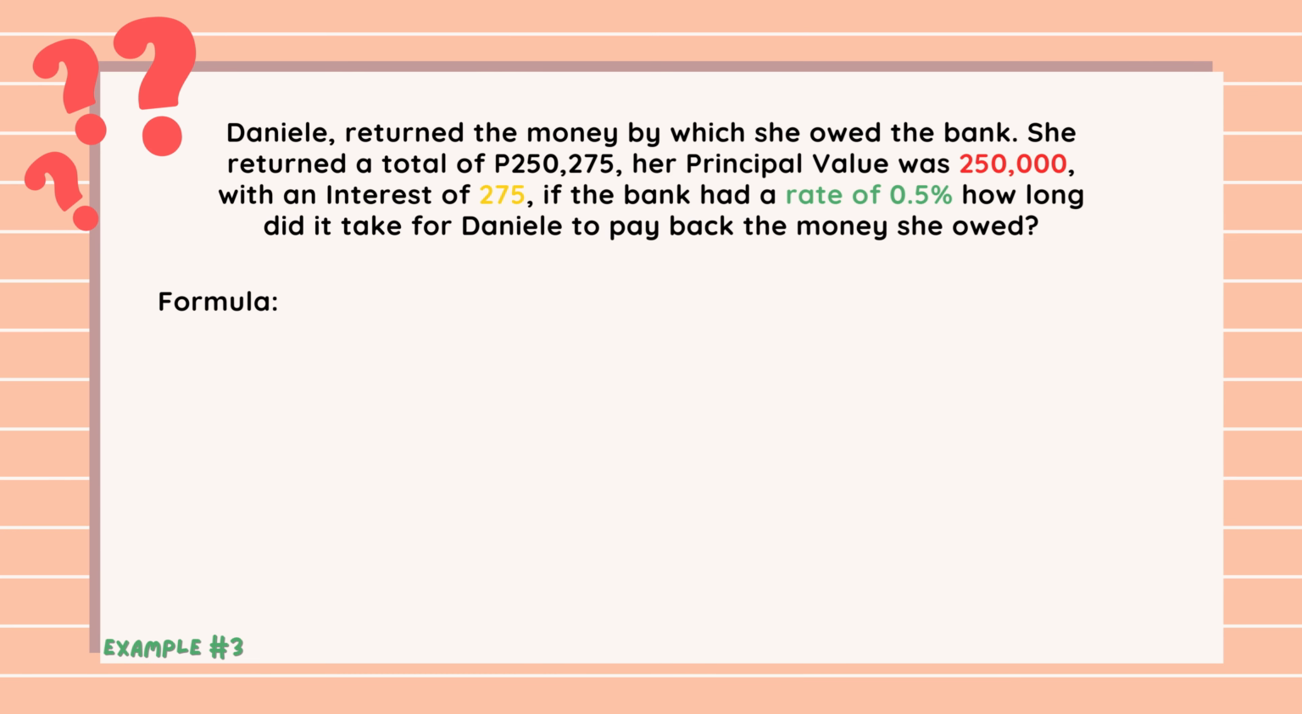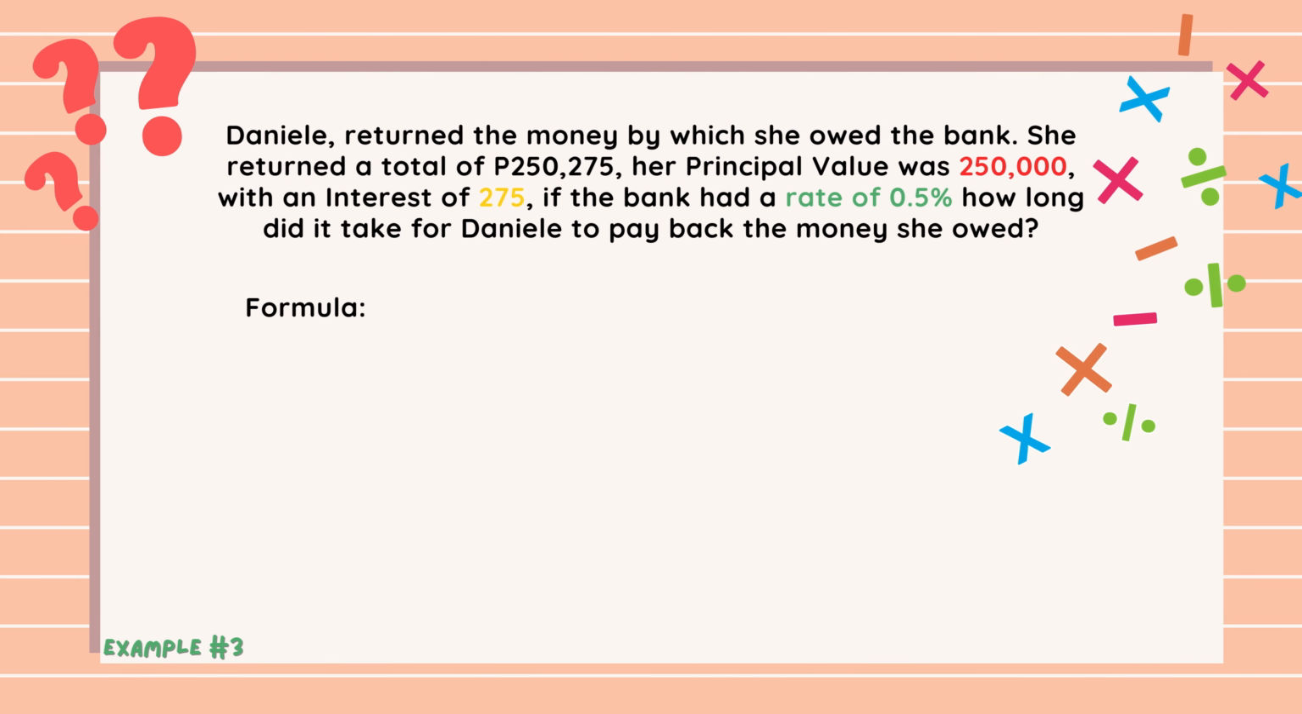Danielle returned the money she owed the bank. She returned a total of 250,275 pesos. Her principal value was 250,000 pesos with an interest of 275. If the bank had a rate of 0.5%, how long did it take for Danielle to pay back the money she owed? Danielle wonders about the time that had gone by between her borrowing and payment.